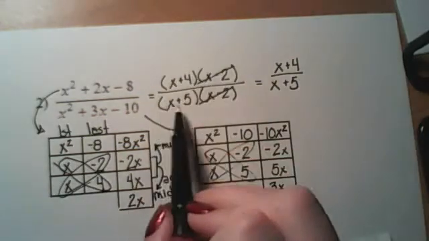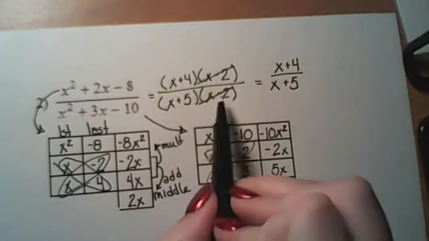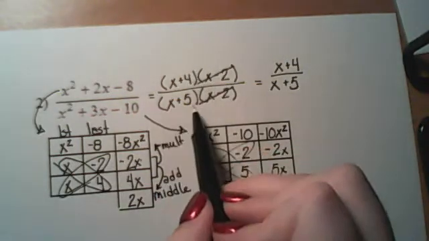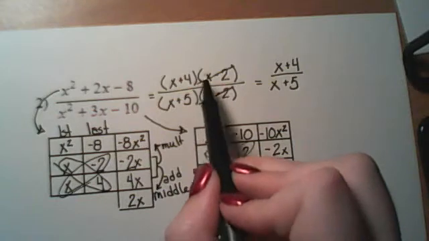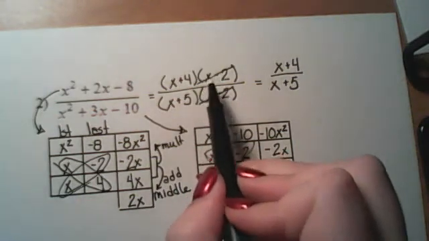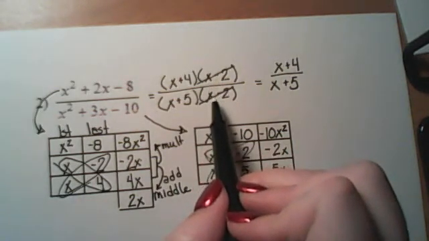If you get to this part here and you don't have anything that's able to cancel out, check that you factored your solutions correctly. Okay? If you have something wrong, it'll usually show up here that you're not able to simplify anything.